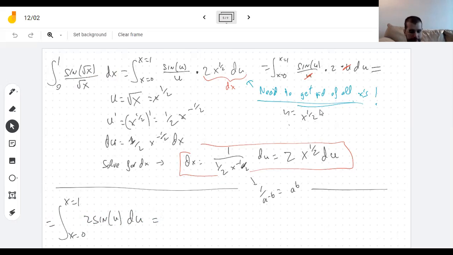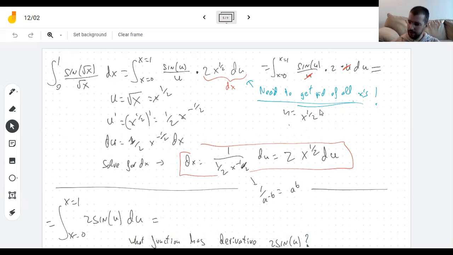So what function has derivative 2 sine of u? Negative 2 cosine u. Yeah. The derivative of cosine is negative sine. So you multiply that with negative 2, you get the positive 2 that you want.